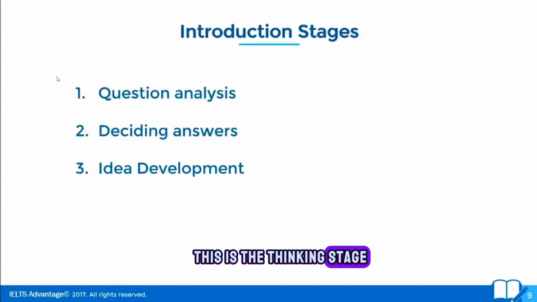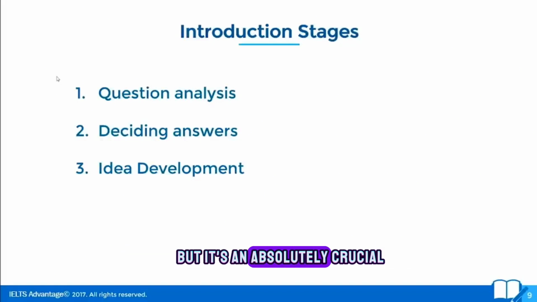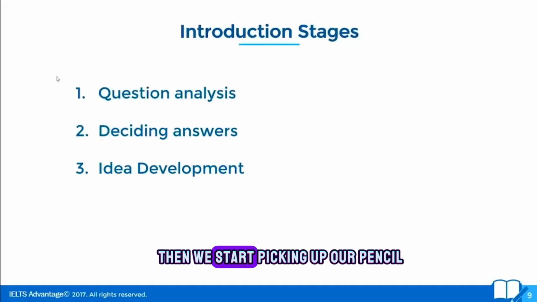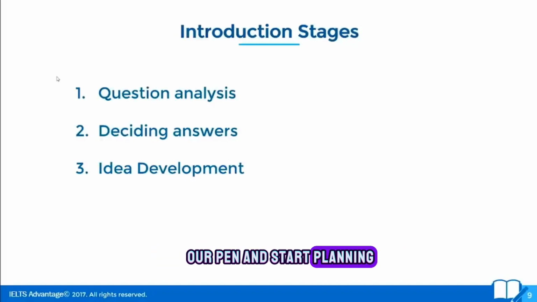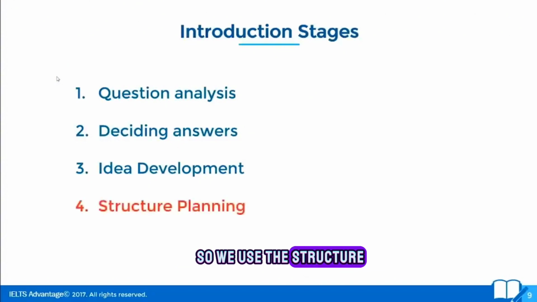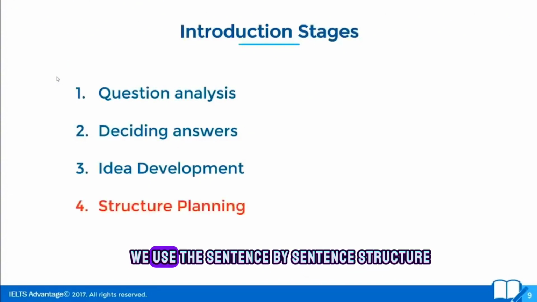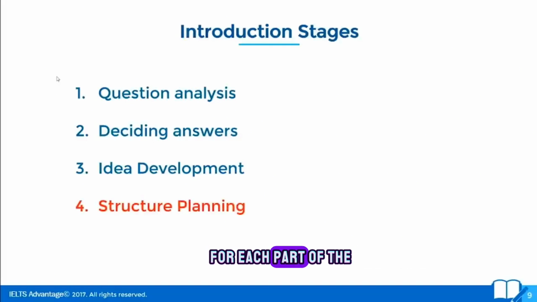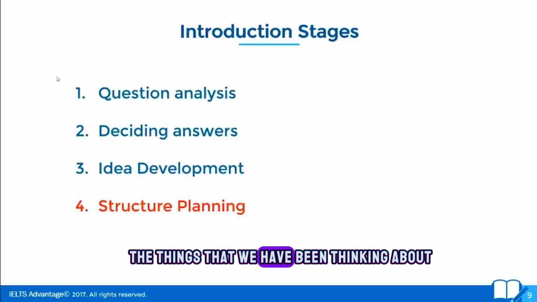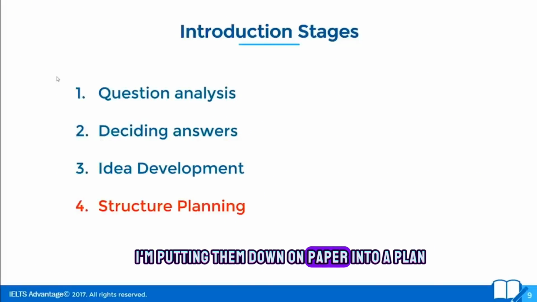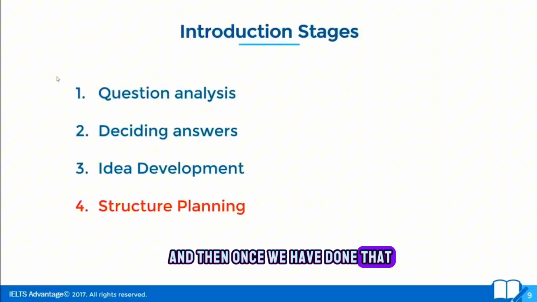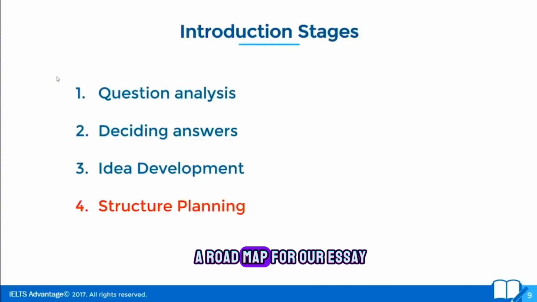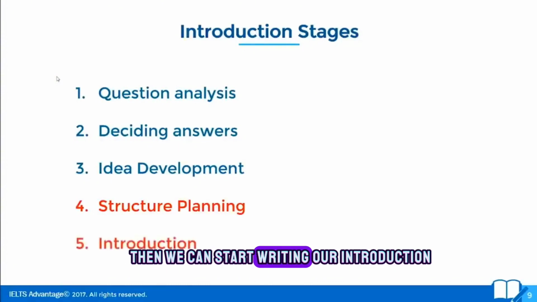This is the thinking stage, a stage that many of you neglect because you feel that you're under pressure, you feel you don't have time, but it's an absolutely crucial, essential stage. Then we start picking up our pencil or pen and start planning. We start writing things down. So we use the paragraph structure, the sentence by sentence structure for each part of the essay to take our ideas, the things that we have been thinking about, and put them down on paper into a plan. And then once we have developed a roadmap for our essay, then we can start writing our introduction.